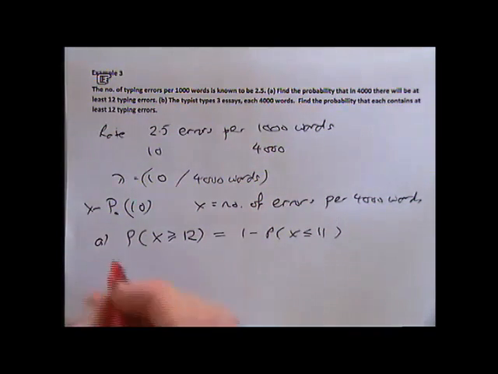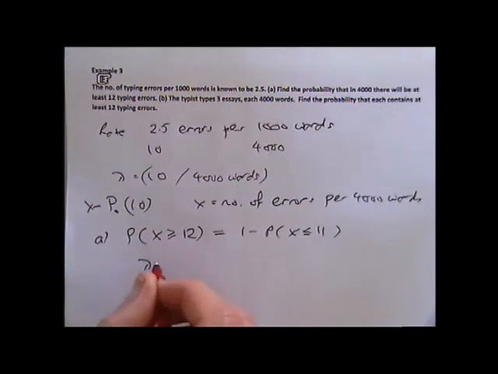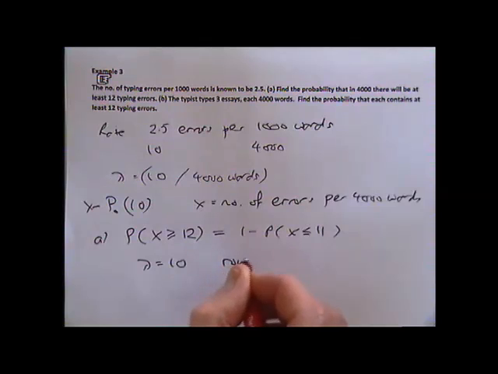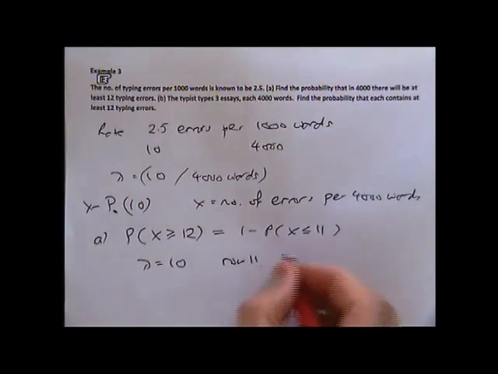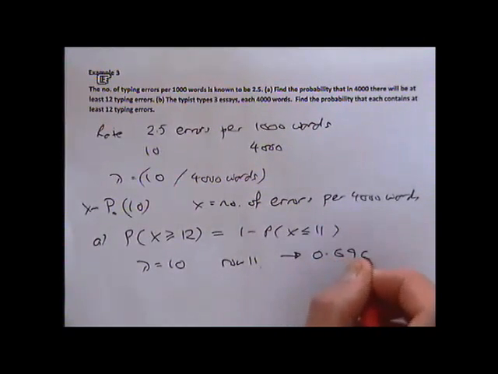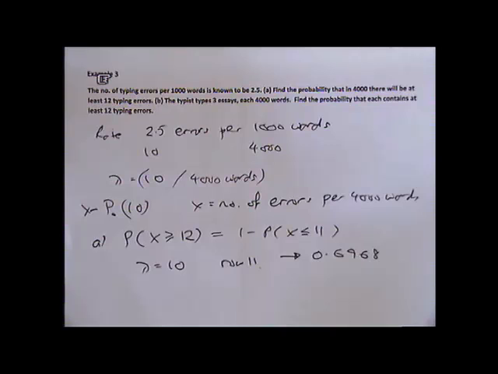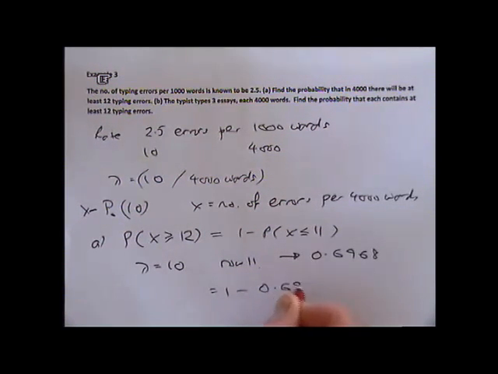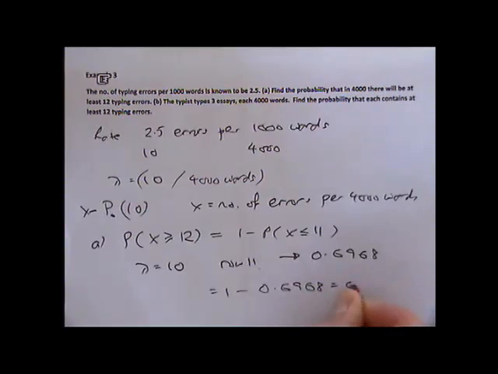So people who are already jumping to your tables, jump to your tables. You need to find lambda equals 10 bit of your tables. You need to find row 11 on your tables. What number are people getting from the tables for that? 0.6968 is correct. Is that what back row people have found? So the answer to our question is 1 minus 0.6968, which is 0.3032. Okay, nice little question, easy to do with the tables.